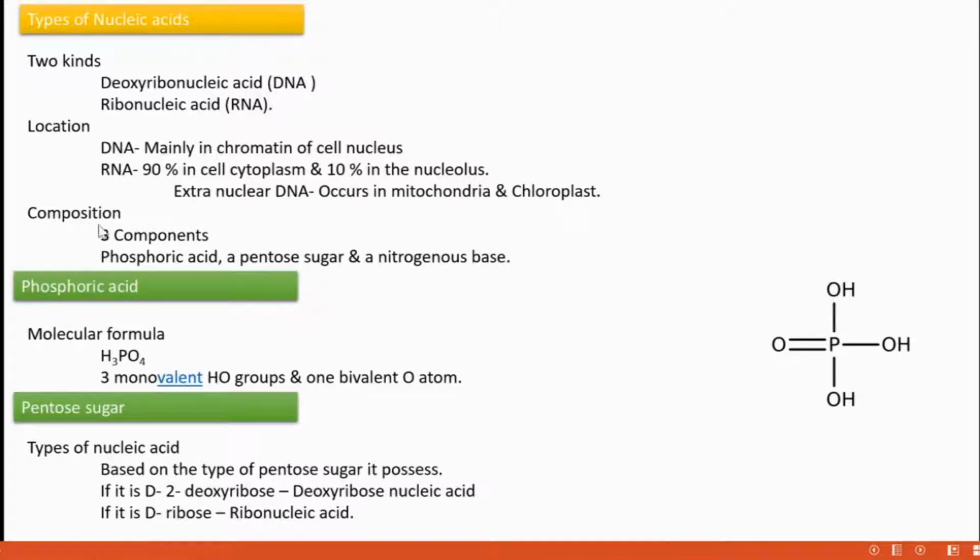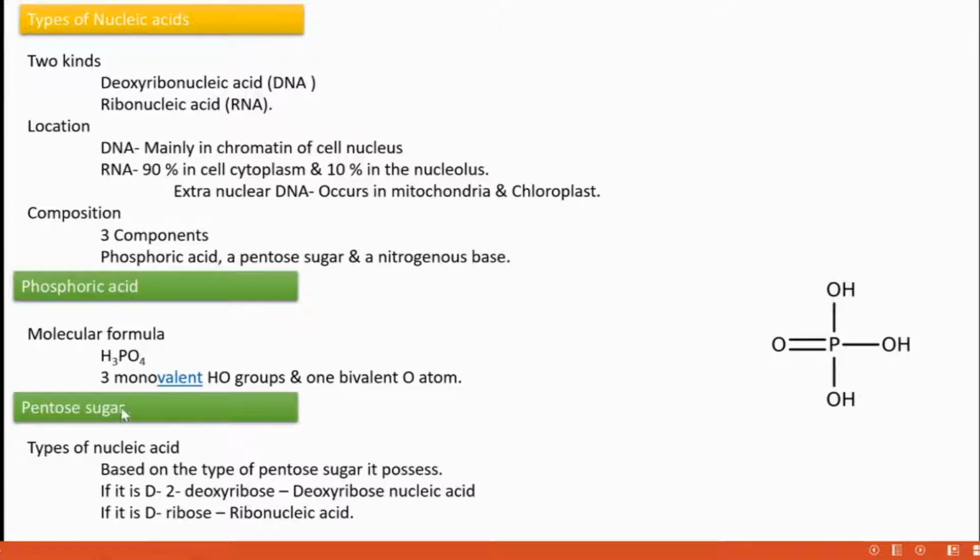These are all different types of nucleic acids. And there are three components regarding its composition. Which are the three components? A phosphoric acid, a pentose sugar, and a nitrogenous base are there for nucleic acid. We are going to understand each unit. First is phosphoric acid. Its molecular formula is H3PO4. It is given here.